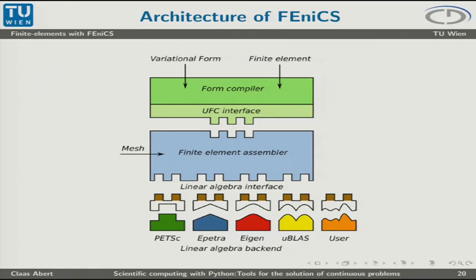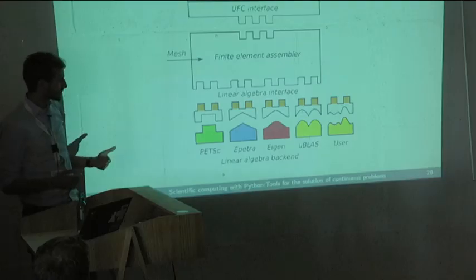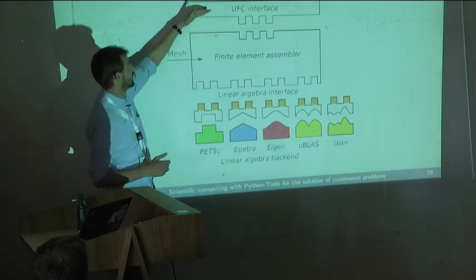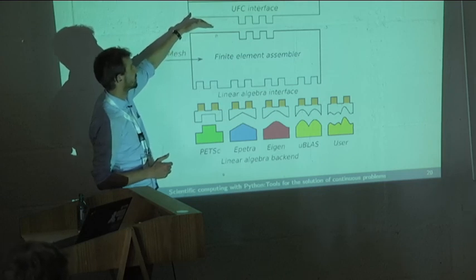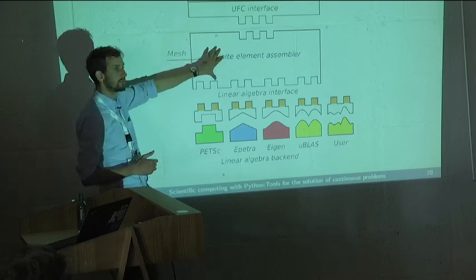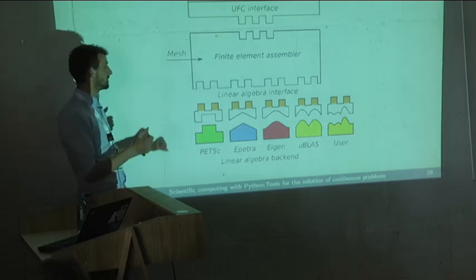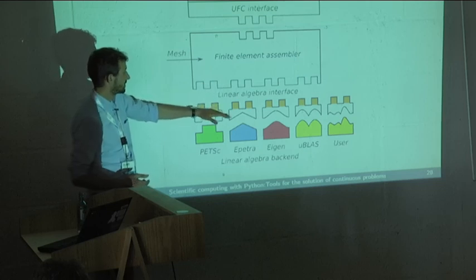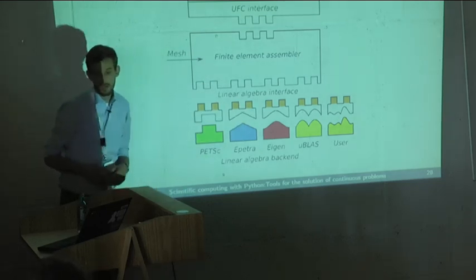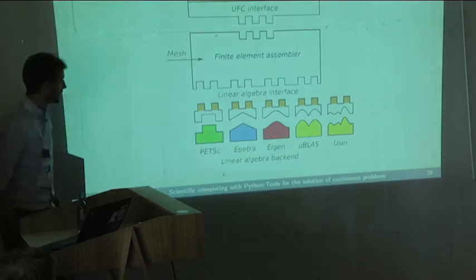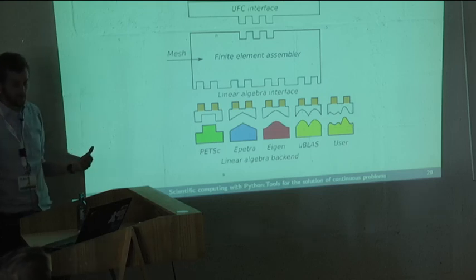This form language, as they call it, is actually transformed by a so-called form compiler to C code. So there is a code generator that produces optimized C code for the assembly of the matrices and the vectors. And then this C code complies to a certain interface. Another component of this library is able to use this assembly code in order to really assemble the matrices and vectors. And then there are adapters for different linear algebra backends, so we can also switch between the most popular linear algebra backends to solve the whole system.